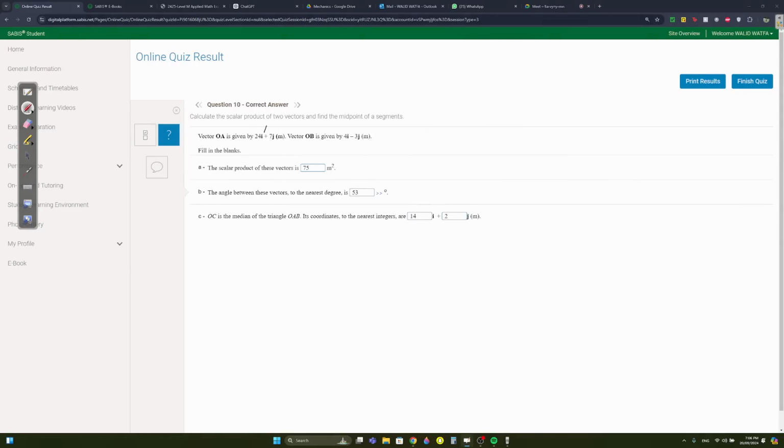Vector OA is given by 24i plus 7j. Vector OB is 4i minus 3j. What is the scalar product of these two vectors? The scalar product of two vectors would be x1 times x2 plus y1 times y2. So you get 24 times 4 plus 7 times minus 3. We should get 75.